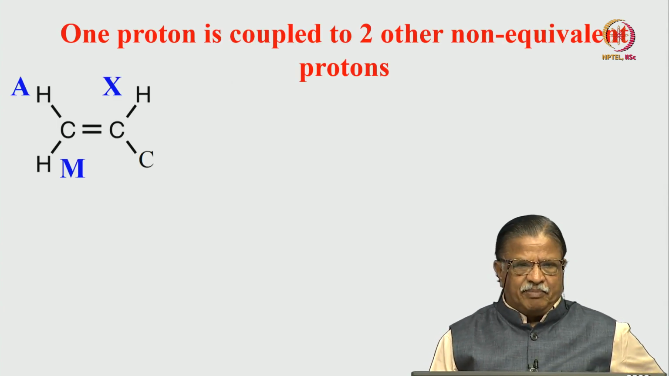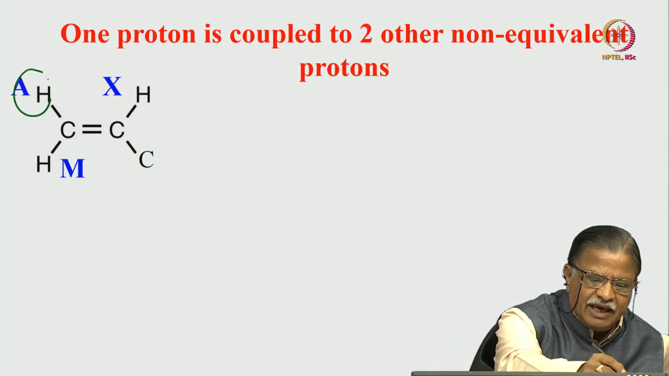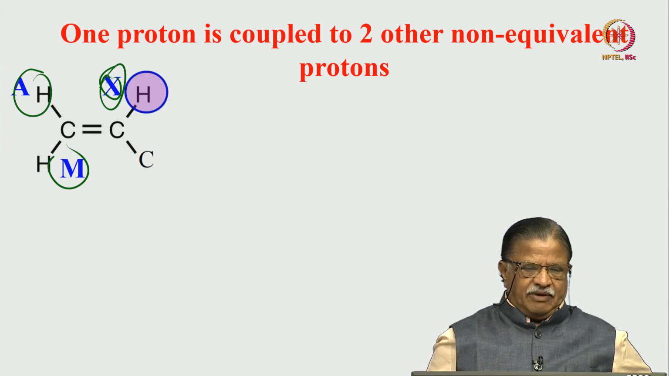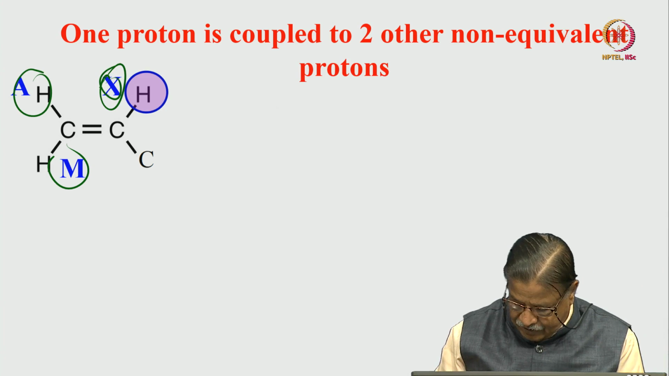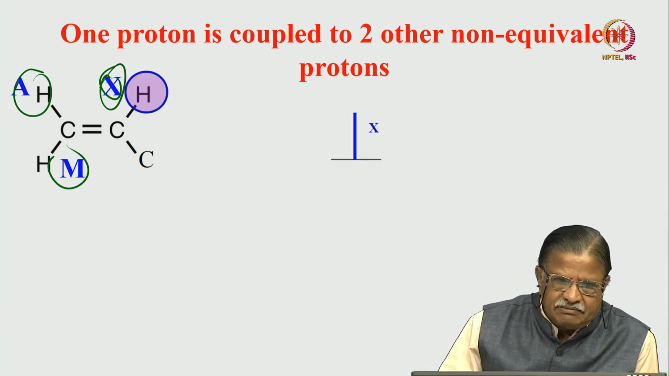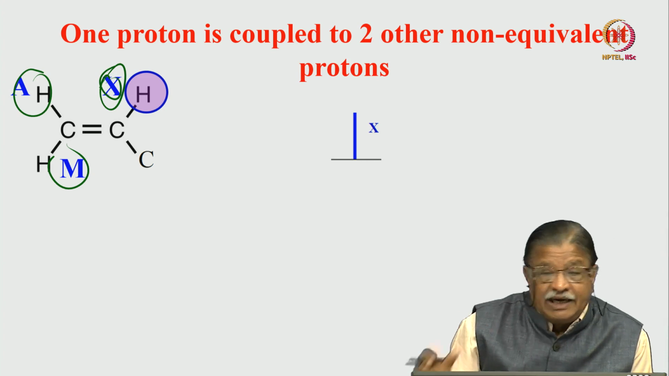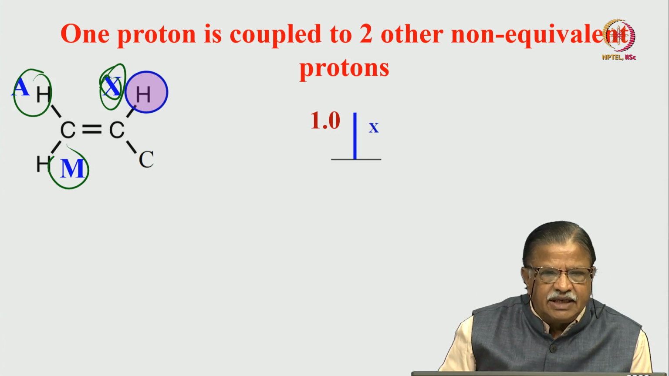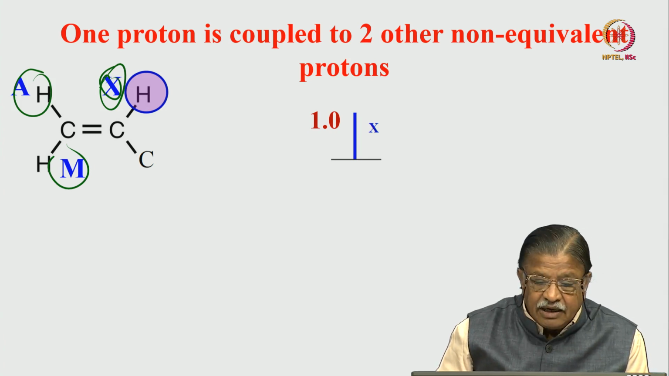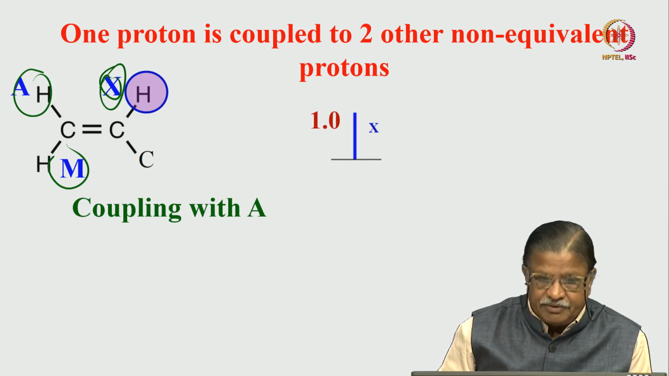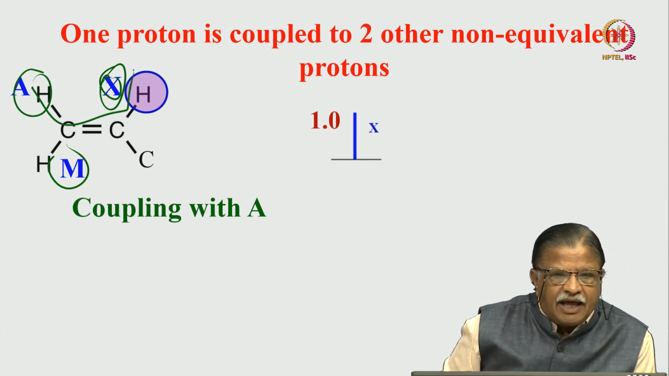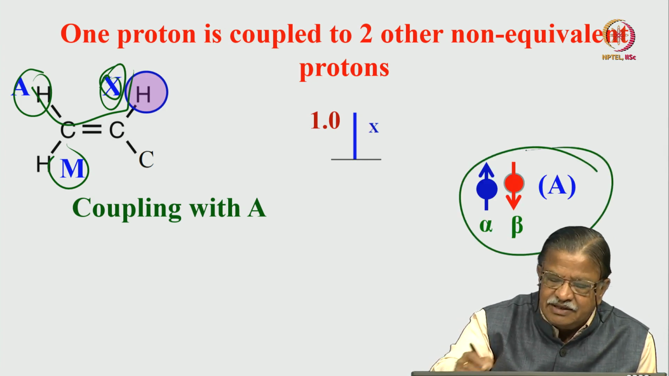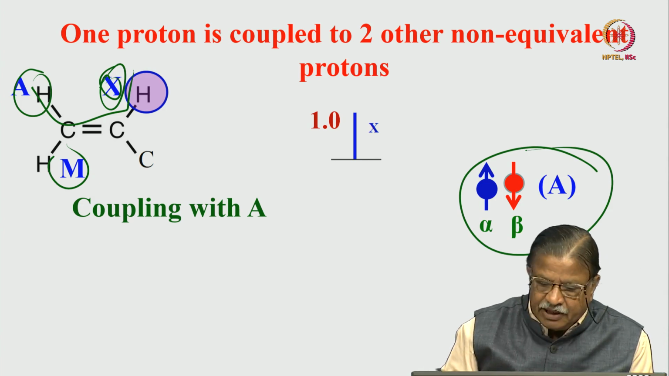Let us say one proton is coupled to two protons. I consider these to be protons A, M and X. Let us look at the proton X, which is highlighted here, the colored one. This is the singlet. Assuming there is no coupling between A and M, it has to be a singlet with intensity 100%, or take it as 1. This X can couple with A, there is a three-bond cis coupling, and because A can have two possible orientations individually, X will split into a doublet.